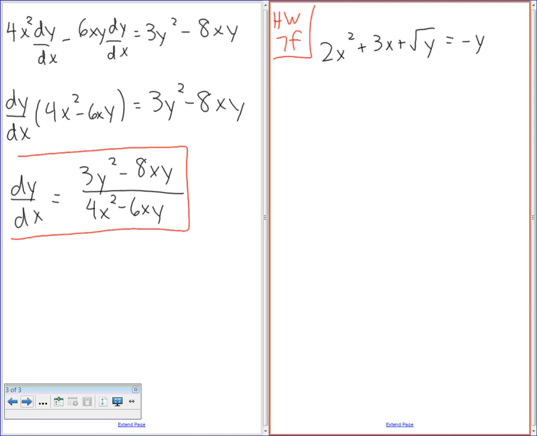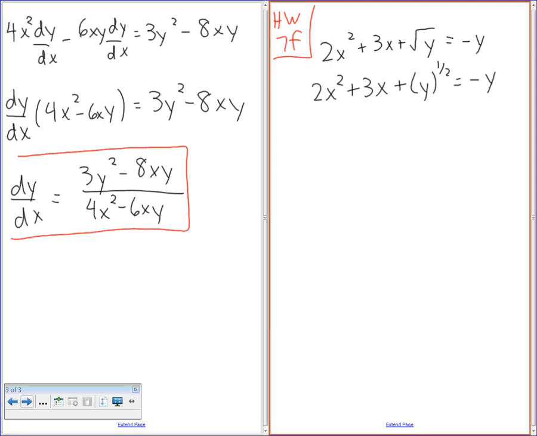Can somebody tell me the reason I'm intimidated by this question? What's scary to me? How do you deal with the square root of y? How can I write that a little nicer? Y to the power 1/2. Okay, so I'm just going to rewrite that. This is an optional step.